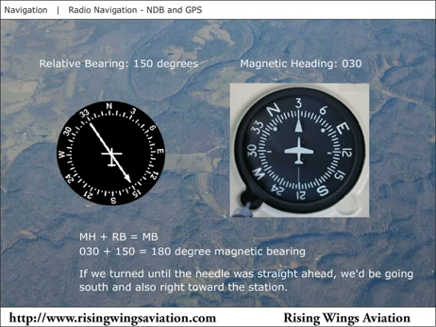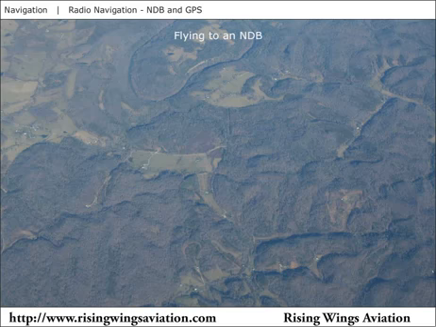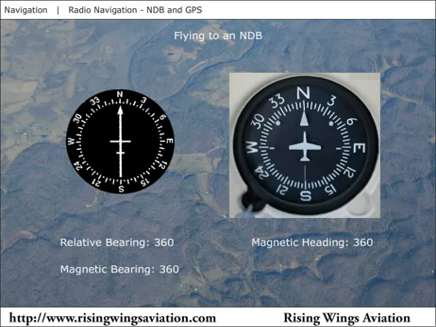Most pilots memorize a formula to aid them in learning to use NDBs. MH plus RB equals MB, or magnetic heading plus relative bearing equals magnetic bearing. To fly directly toward an NDB, first turn the airplane so the needle is pointing straight ahead. The airplane is now pointing directly at the NDB.